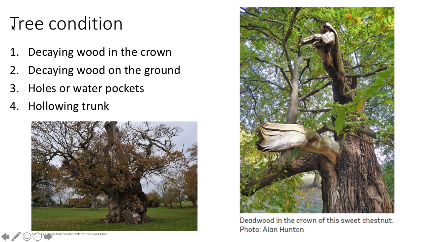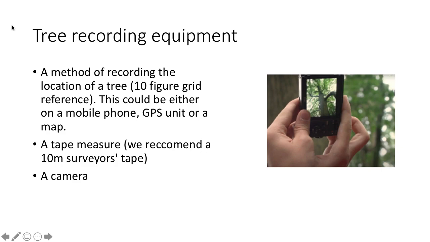So that's the kind of things that you would be looking for, and what would you need when you go out in the field? Let's talk about that. So tree recording equipment, really the key things are a method of recording the location of the tree. A 10-figure grid reference is usually preferred, but you could also mark it on a map or on a site map, or you could just say, in the northwest portion of the site. It's up to you how much detail you'd like to provide.